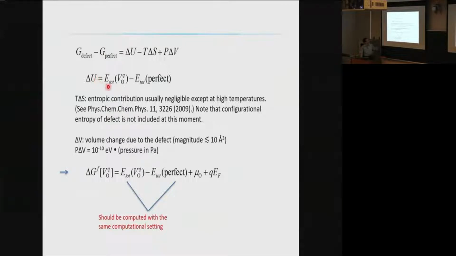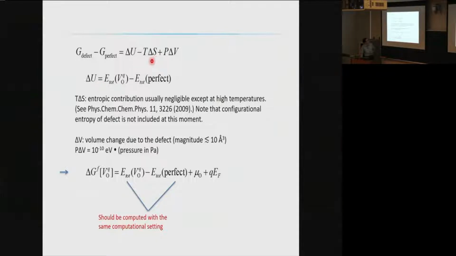So by simply reading the energies and taking the difference between the charged defect cell and the perfect cell, you get this change in the internal energy. This is the simplest part.